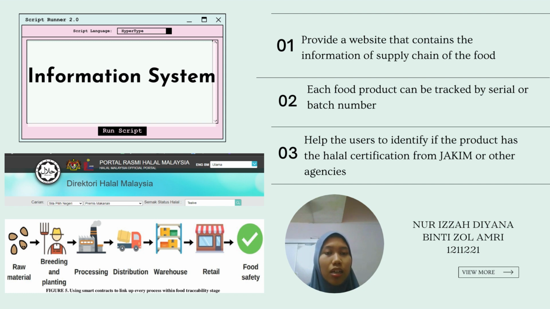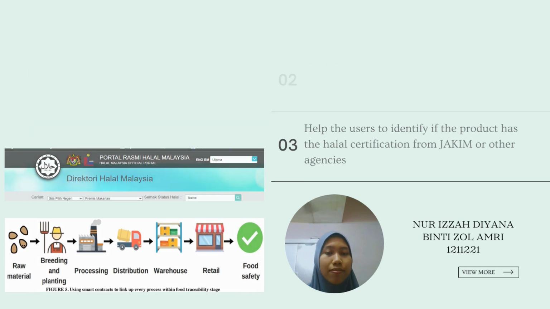Last, this website helps the user to identify if the product has the halal certification from JAKIM. The website also contains the information of halal certification, so users can check if the product is halal or not.